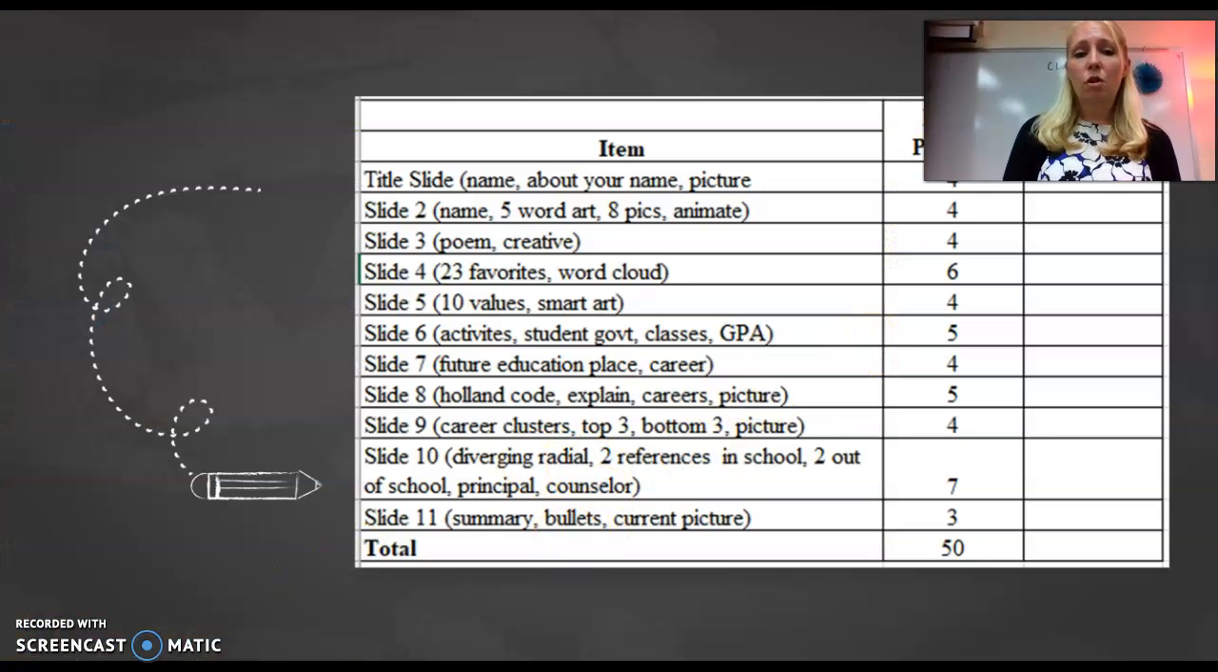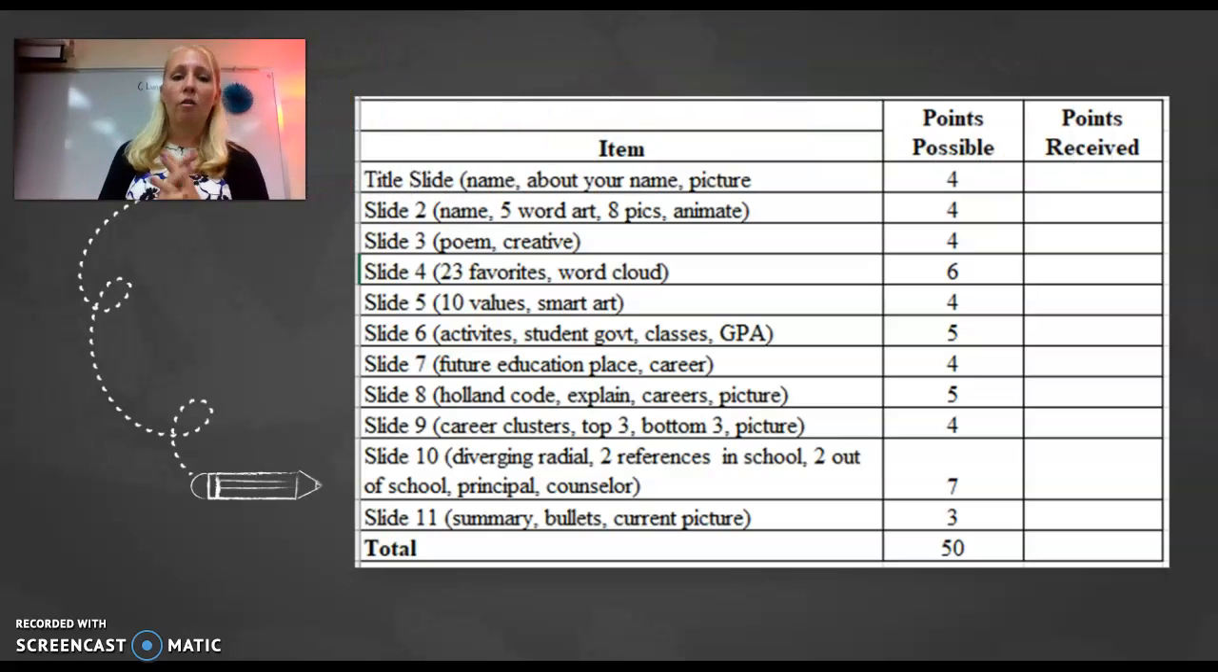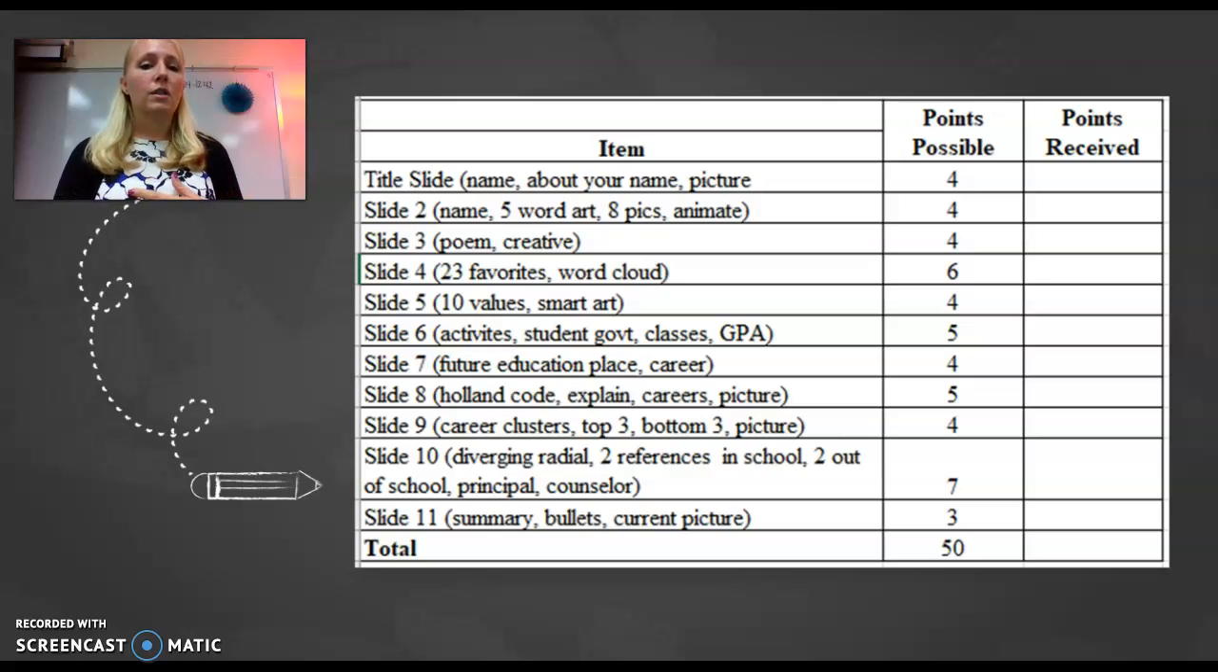Again, you will have a total of 11 slides when we are all finished. Today, we are going to start with the top three. We're going to get our title slide done, our slide number 2, which is our name, 5 words that describe us using word art, 8 pictures. We're going to add animation, and then you're going to write a poem, which is also on Schoology for you with that template layout, okay?